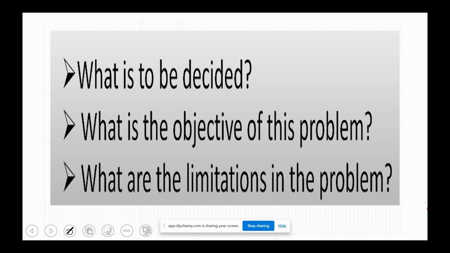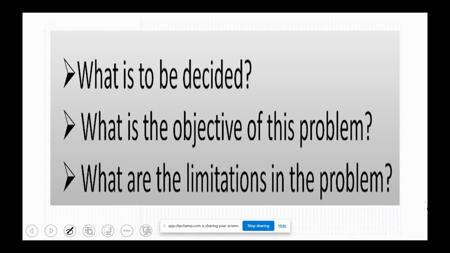So what is to be decided? It means what has to be found. What is the objective of this problem? I've already told you, maximization of profit. Whenever we are talking about profit, it is maximization. Whenever we are talking of cost, obviously no one wants to maximize the cost. It will definitely be minimization of cost. But in our problem, it is maximization of profit, because profits have to be maximized for a company. So what are the limitations in the problem?